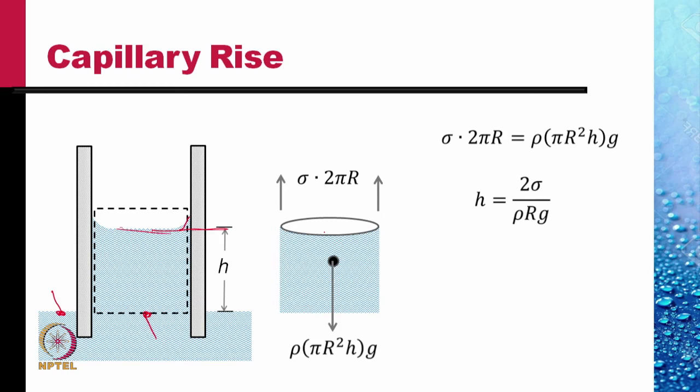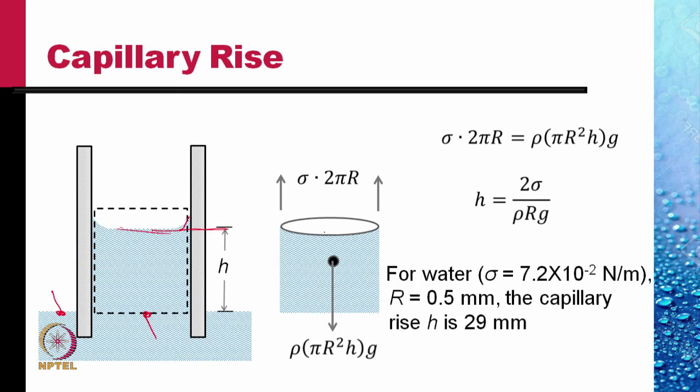Let's estimate this capillary rise for water in a capillary of diameter 1 millimeter, that is of radius 0.5 millimeter. If we plug in the values, the capillary rise is 29 millimeter, almost 30 millimeter, almost 3 centimeters in a tube with a bore of 1 millimeter.